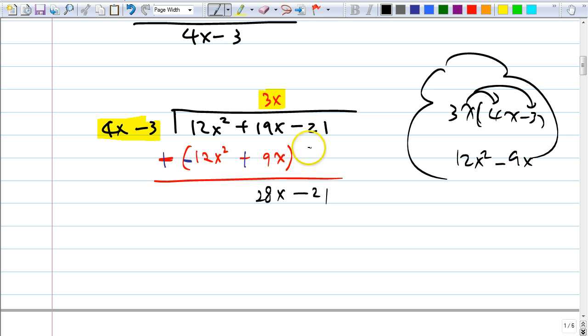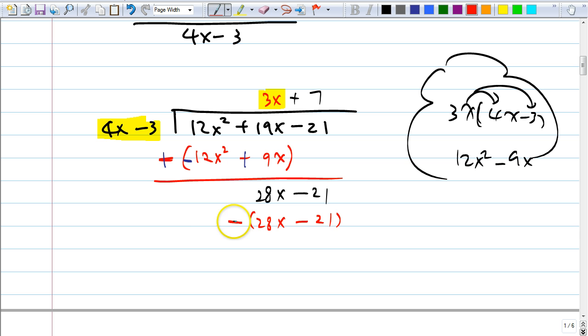Now, if you wanted to, you could have rewritten this as an addition. So, okay, and in between all these terms, you're going to put addition. It's going to be addition between all these terms on the top. Now, what do I need? 4x times what gives me 28? 7, correct? So, what do I end up getting here? 28x. What is 3 times 7? Minus what? 21.